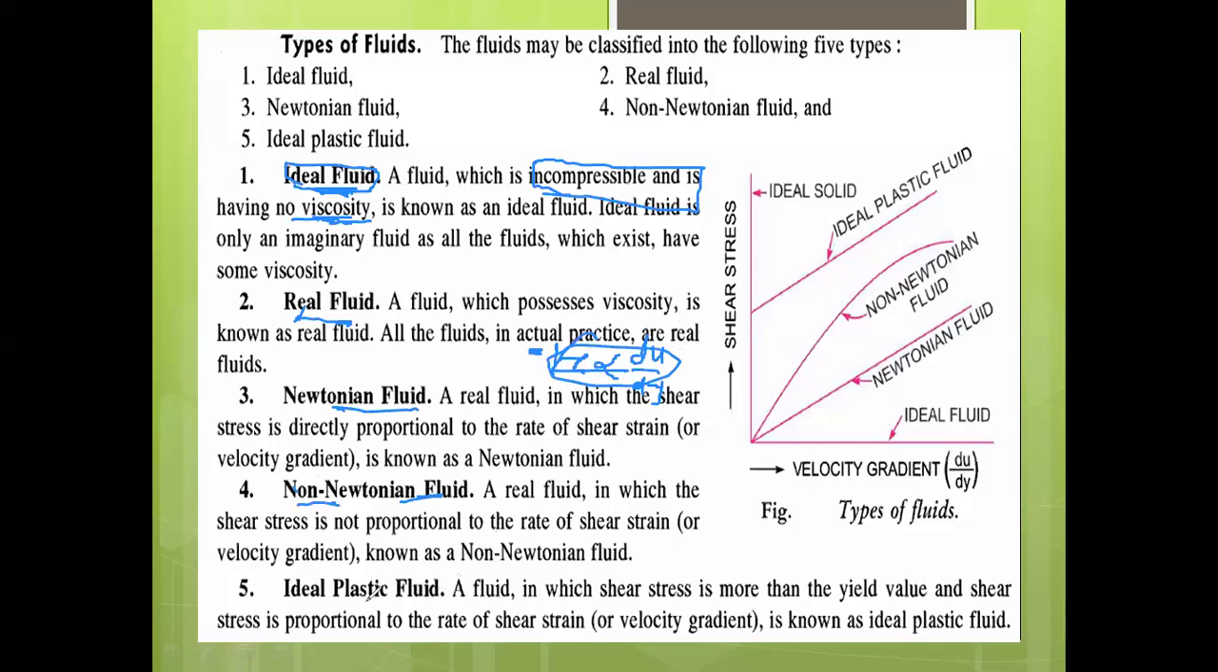And the last one is the ideal plastic fluid, the fluid in which shear stress is more than the yield value and shear stress is proportional to the rate of shear strain. So this also follows Newton's law of viscosity, but this particular fluid possesses some shear stress before deformation. Before deformation it will have some stress, its value is not zero. Such kinds of fluid are called the ideal plastic fluid. So here let us see the examples of Newtonian fluid and non-Newtonian fluid.